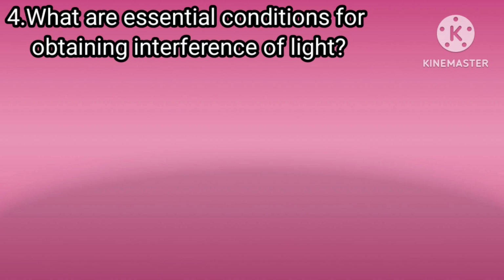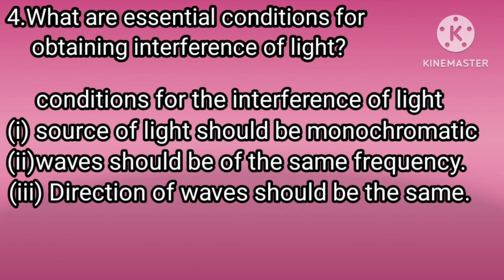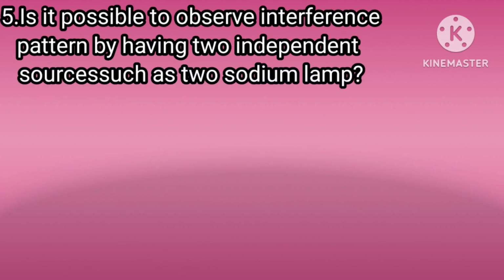What are the essential conditions for obtaining interference of light? The first condition is that the source of light should be monochromatic with the same frequency, and the direction of the waves should be along the same path.